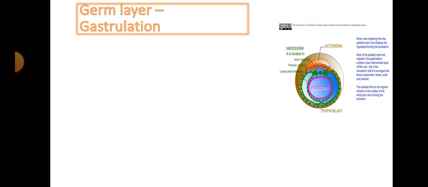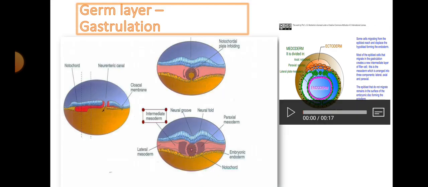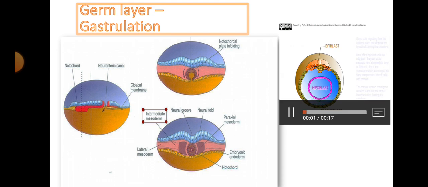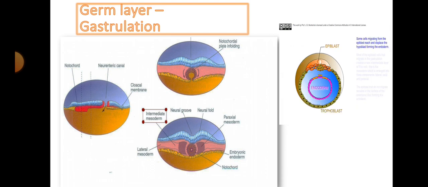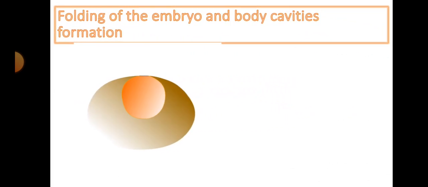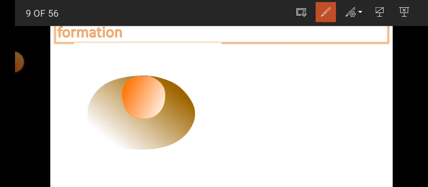Now following that in picture, the same thing what we see here, you can see this video also. The epiblast cells are migrating down and they form the mesoderm, which is between the epiblast and the developing hypoblast as endoderm, and they fill the coelomic cavity. Now this results in gastrulation. This gastrulation is followed by folding of the embryo. Folding of the embryo results in the formation of body cavities.